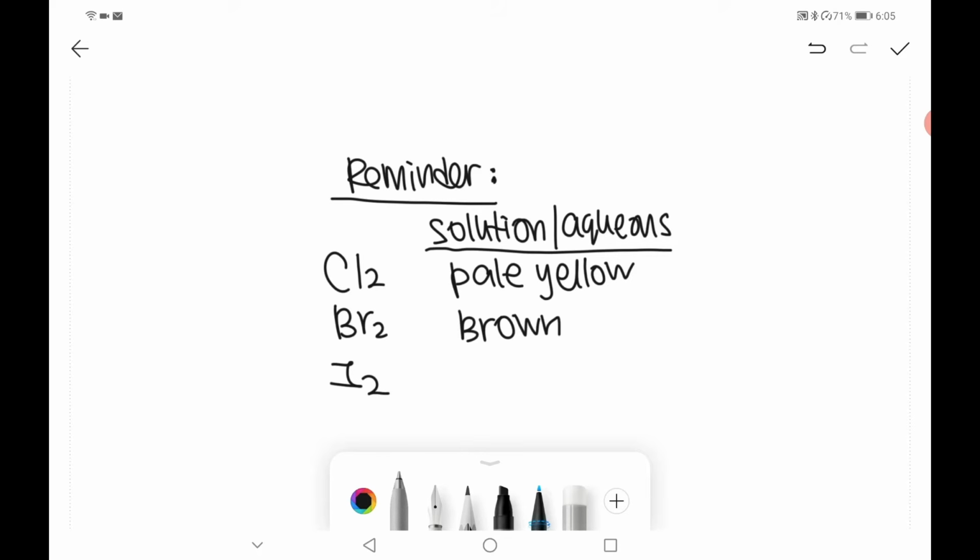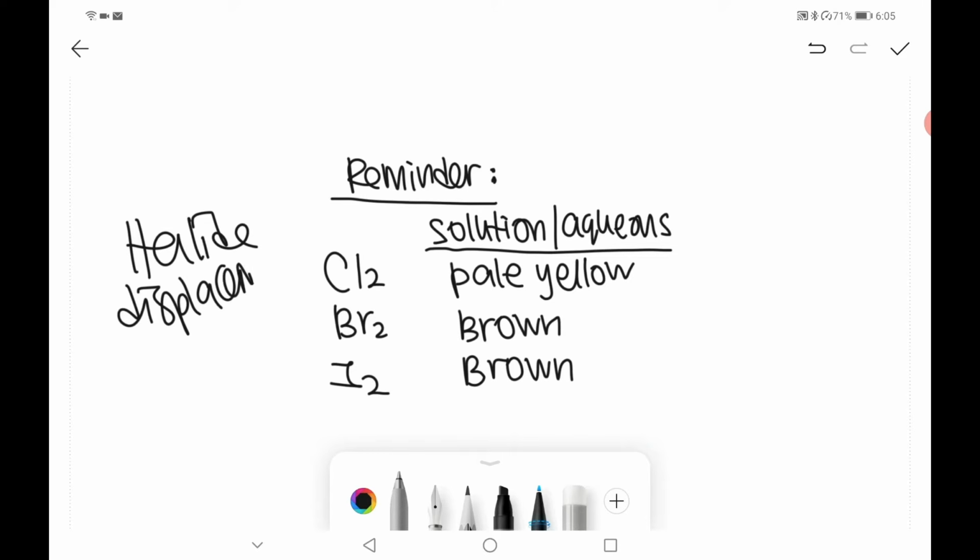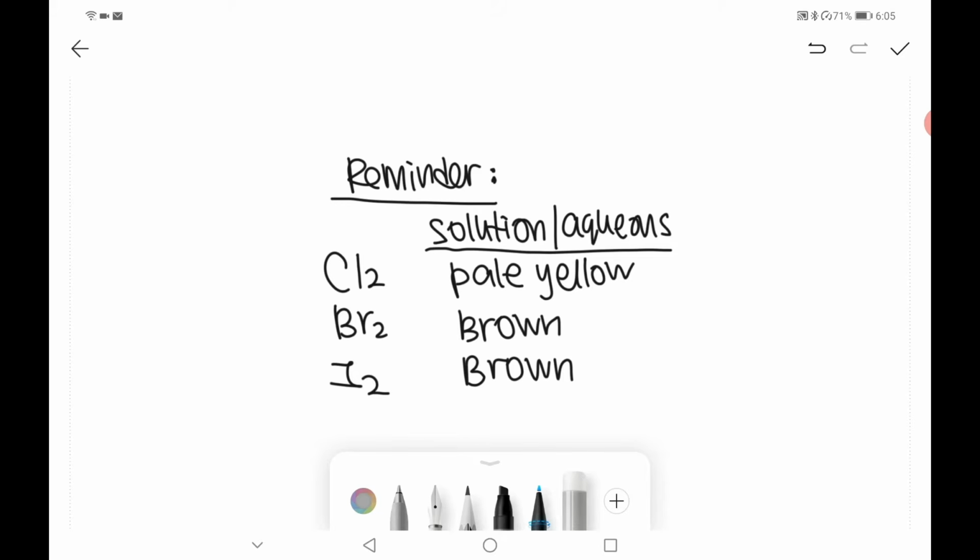When iodine is in the solution form, when we dissolve the iodine in water, it is brown color. We learned this in halide displacement before. So the colors are pale yellow and brown. This is when they are in solution form.